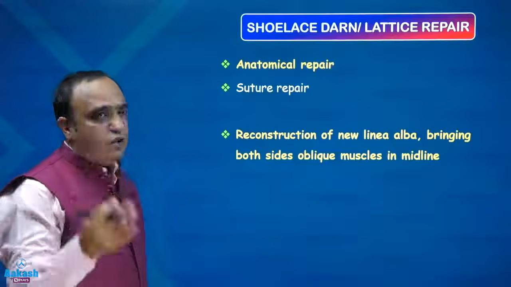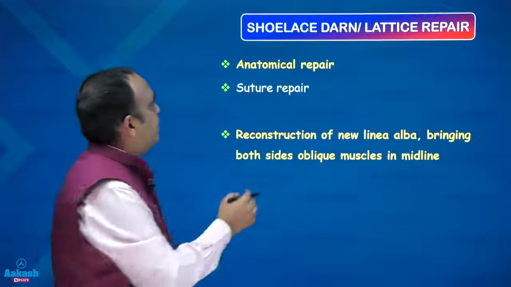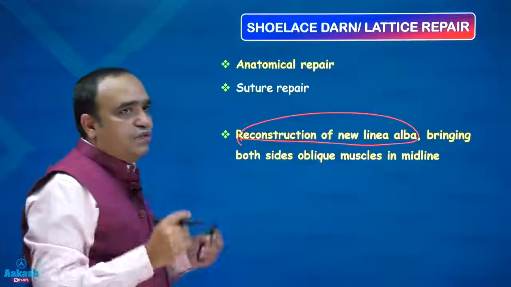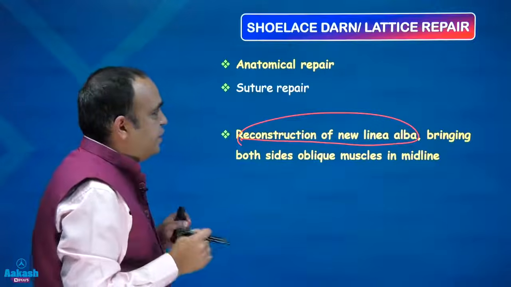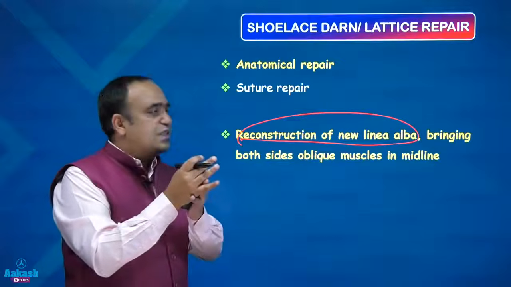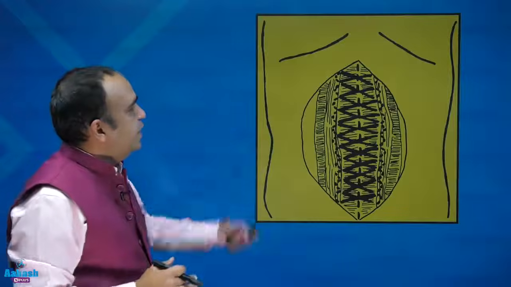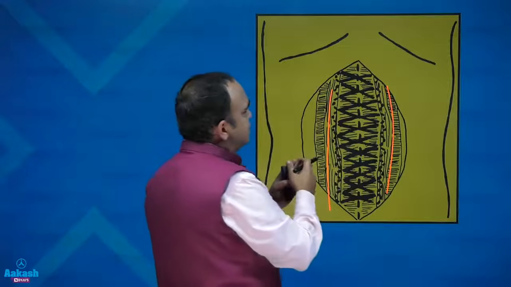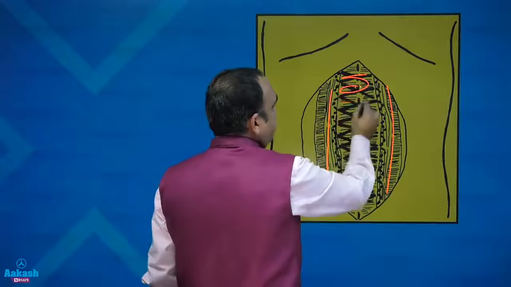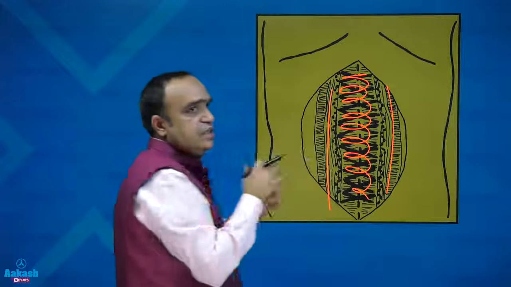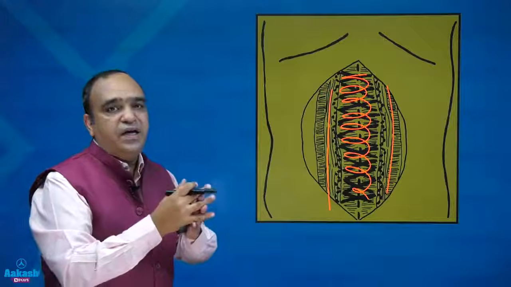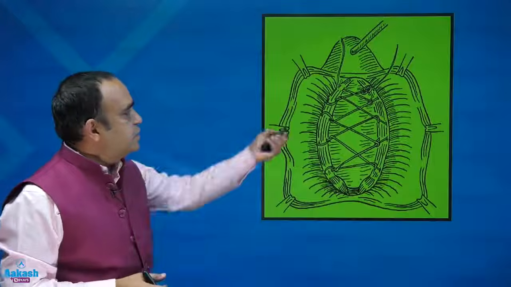Now shoelace Dan repair, or lattice repair, is again a similar anatomical suture repair. In this, using a thick non-absorbable suture, we recreate a new linea alba, we reconstruct, bringing both sides' oblique muscles closer to each other and closing the defect in this fashion, as you can see. So that's both sides' oblique muscles, the rectus sheath. So that's a defect. So in a shoelace manner, we close the defect in multiple layers, recreating, reconstructing a new linea alba and closing the defect completely, right? So that's another picture showing you the lattice repair. Thank you.